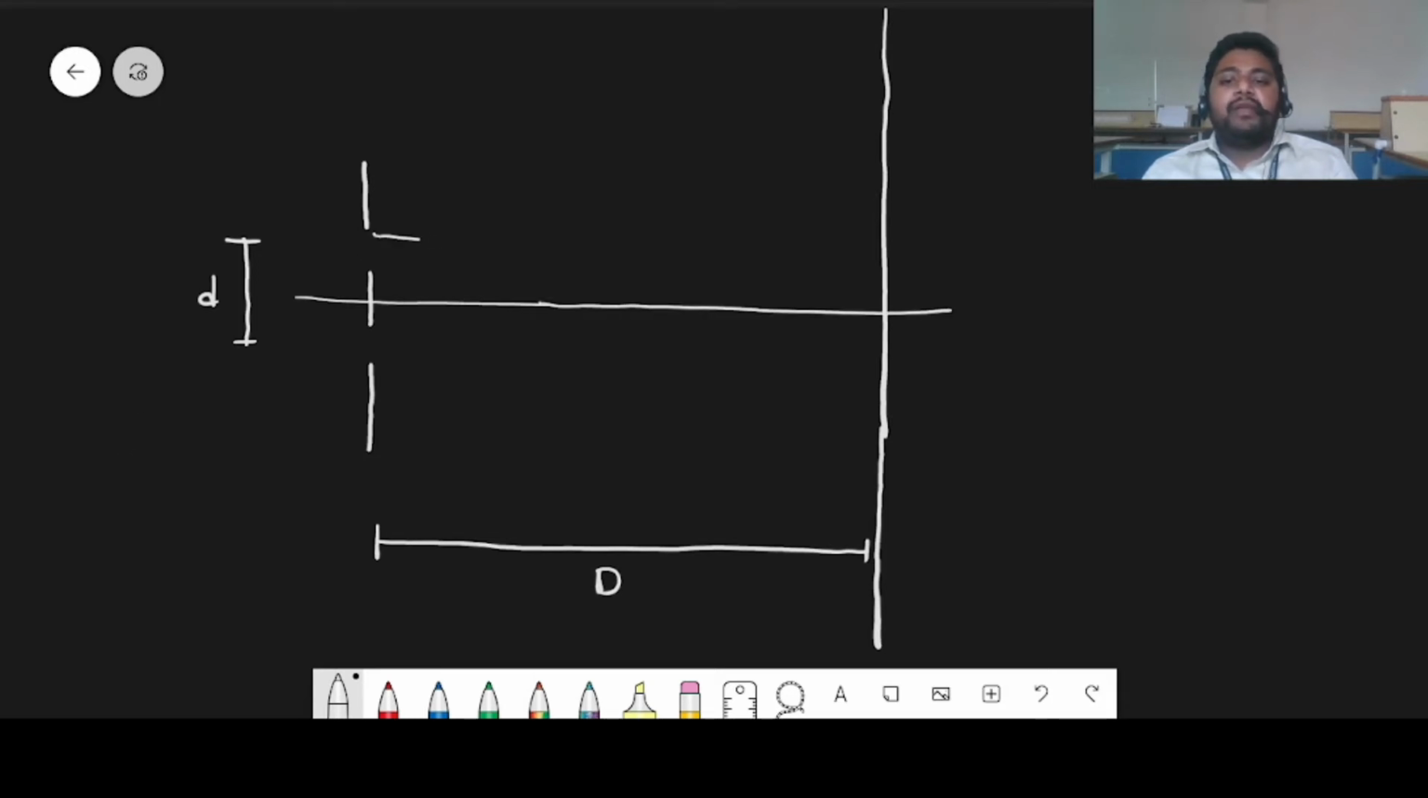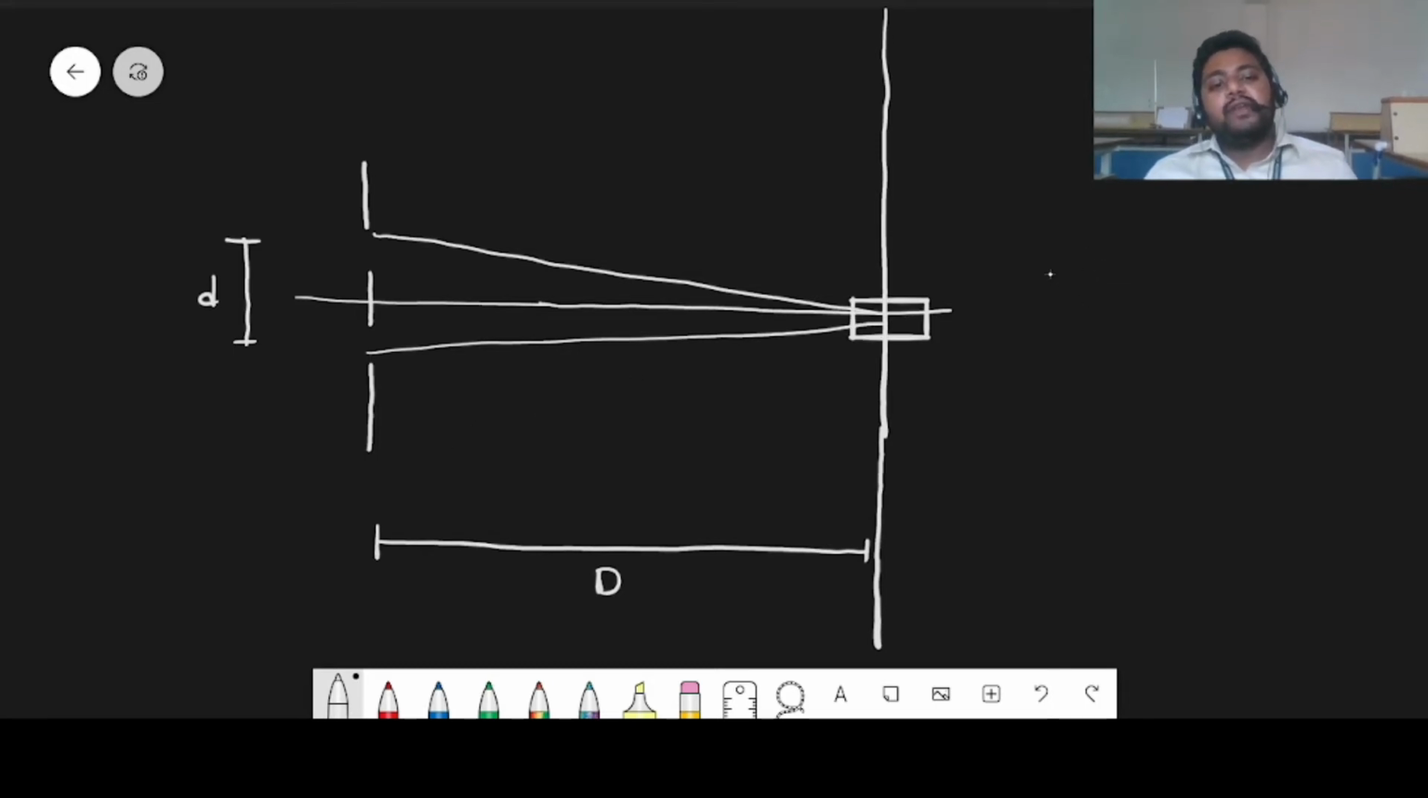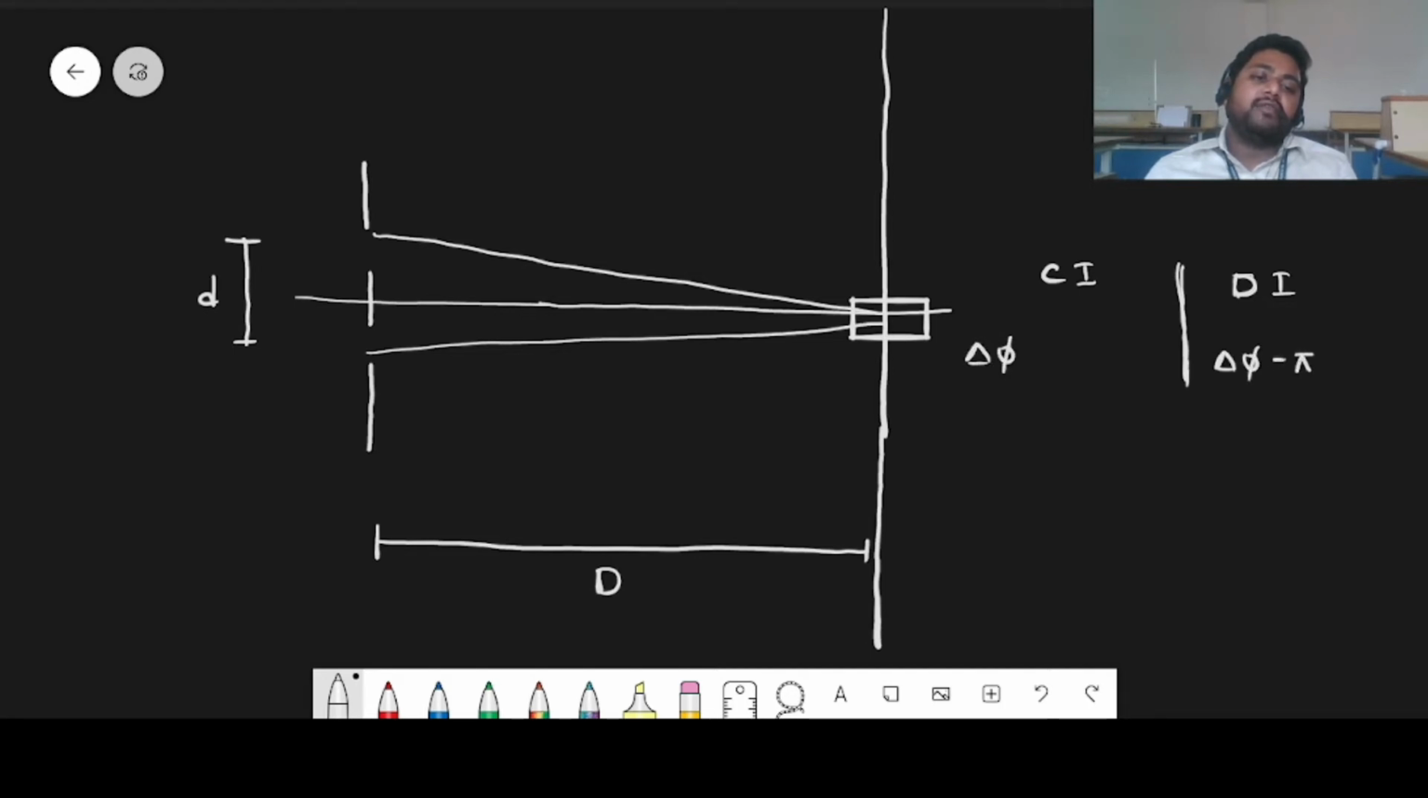Light rays will be coming from here. They can meet at this particular point. When they meet at this point, we have understood constructive interference and destructive interference from class 11th. They happen at particular path lengths and particular angles. We know that constructive interference will occur at certain delta phi, and destructive interference occurs at delta phi equal to pi, 3 pi, 5 pi and so on.